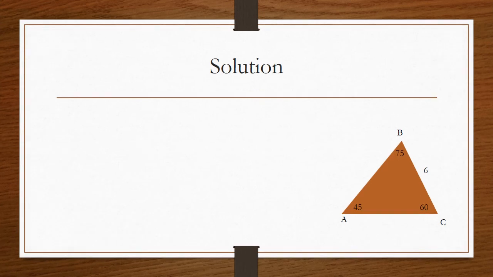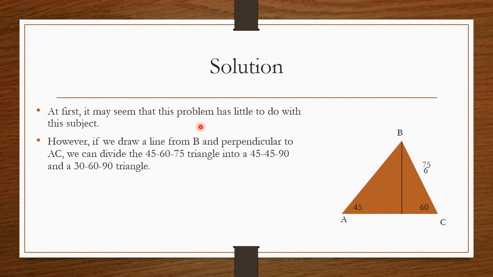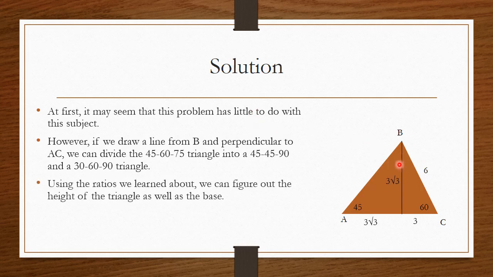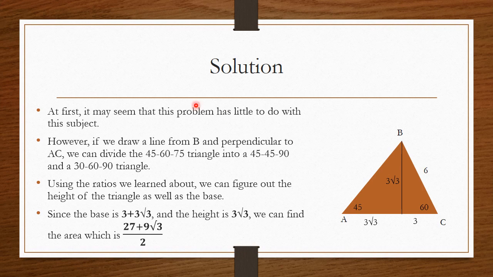So here's the solution. Before, it seems that this is not a 30, 60, 90 or 45, 45, 90 triangle, but we divide this so that this angle is 45 and this is 30. So we use ratios. This must be 3, this is 3 root 3, and this is 3 root 3. Since the base is 3 plus 3 root 3 and the height is 3 root 3, we add, multiply, and divide by 2 to find the area, which is (27 plus 9 root 3) over 2.